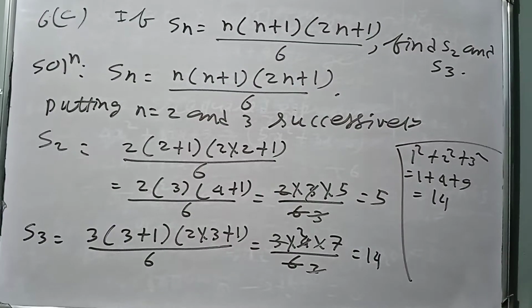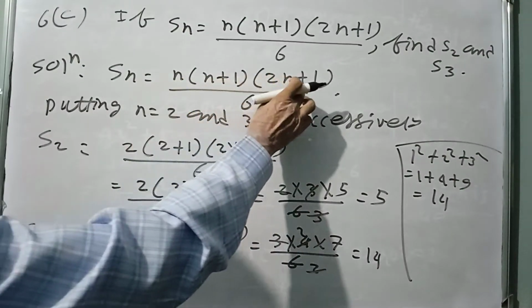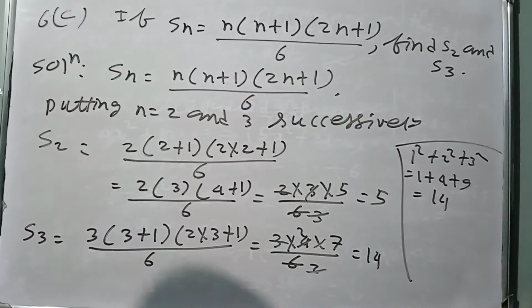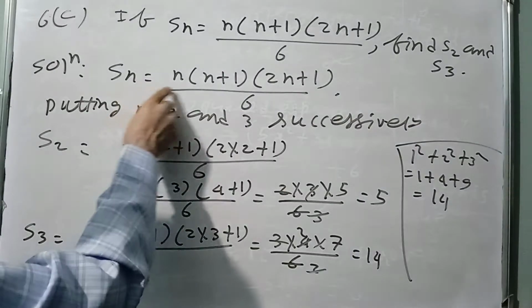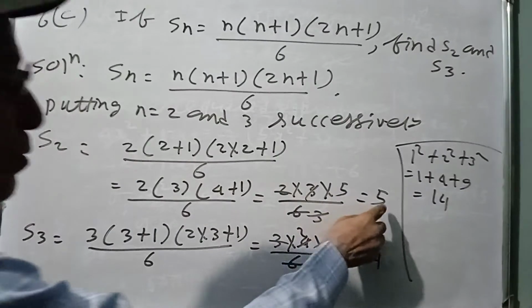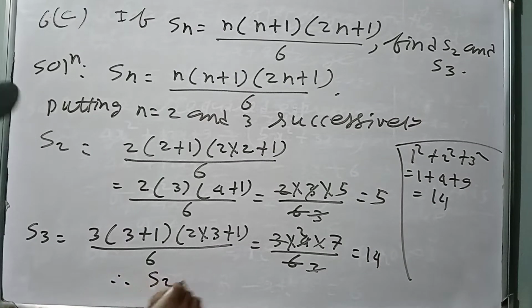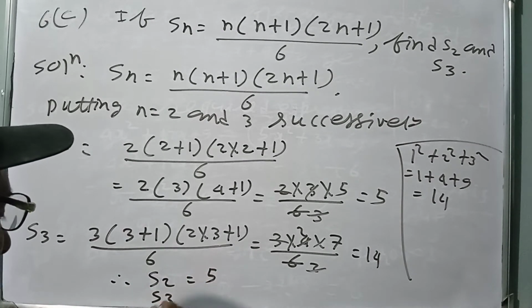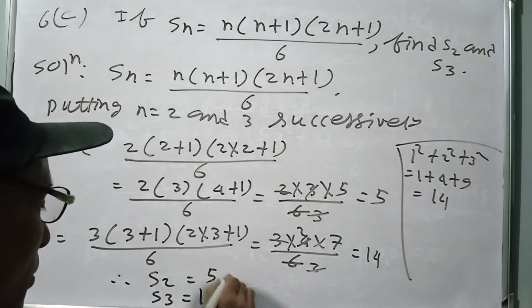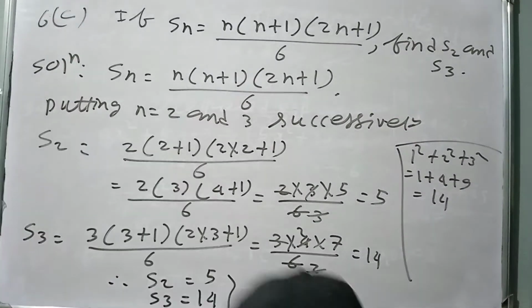This is the formula to find the sum of the squares of the first n natural numbers, because 1 square, 2 square, 3 square, 4 square. The formula to find the sum is n into n plus 1 into 2n plus 1 upon 6. Question number 6C: when n equal to 2, S2 equal 5. When n equal 3, S3 equal 14. Therefore, S2 equal 5 and S3 equal 14, the sum of 2 terms and the sum of 3 terms.